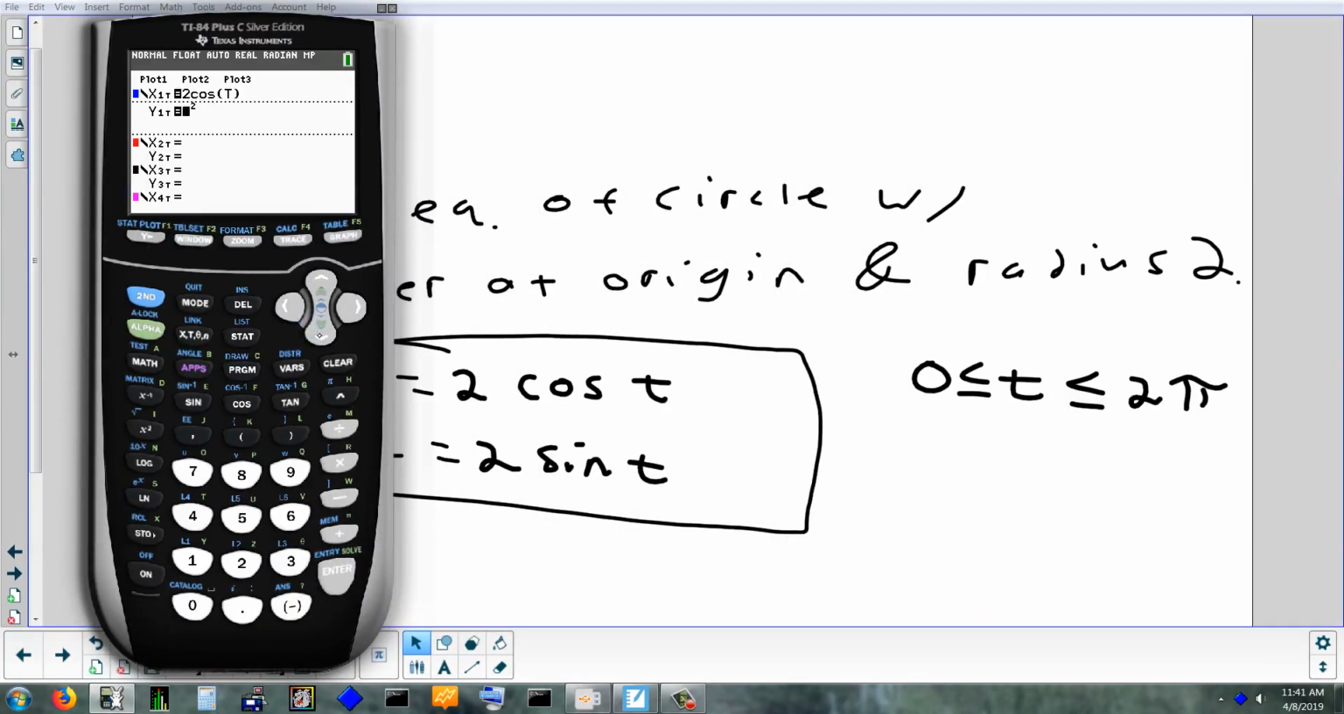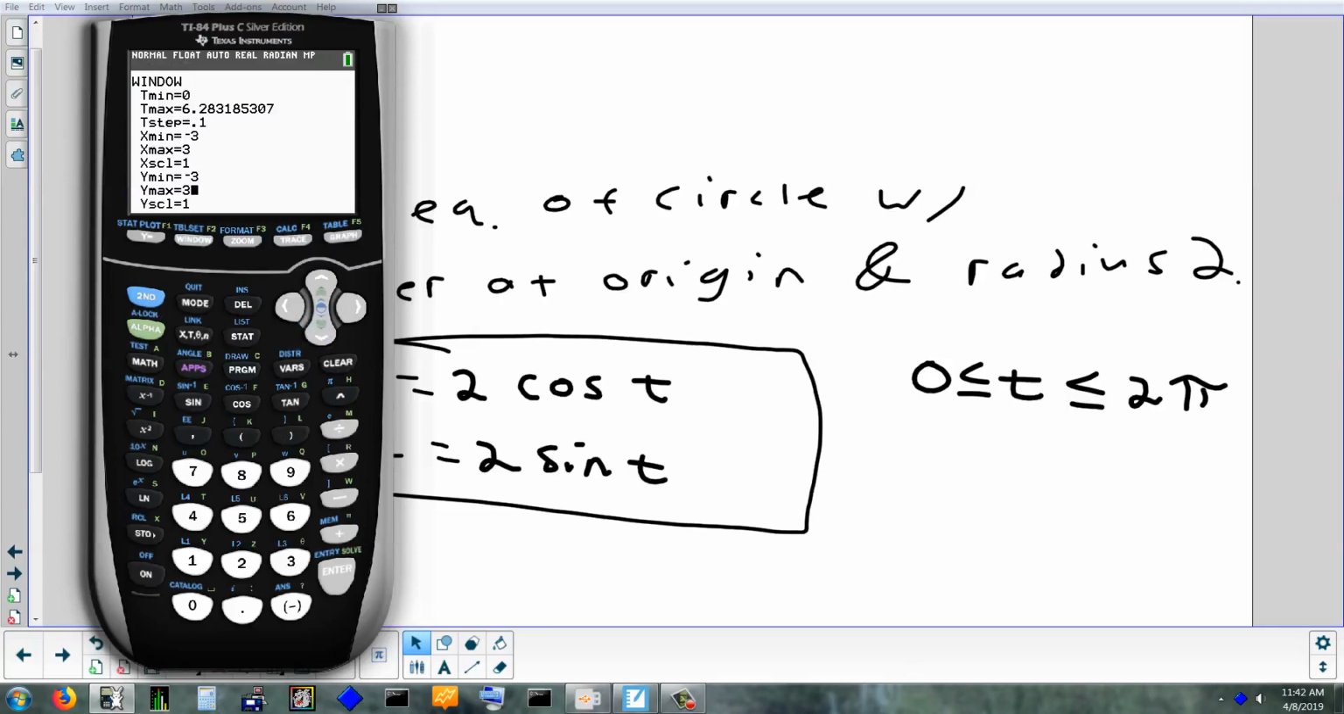2 cosine t, 2 sine t. Okay, that's the easy part. Now the window. Well, we already said it has to go from 0 to 2 pi. I'll put it back at 3 in a minute. I'll show you what happens. It won't be enough. Now, this t-step, leave it at 0.1 for this one. That's fine. And you'll get a pretty good picture.